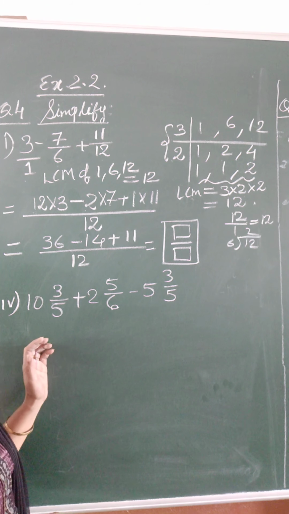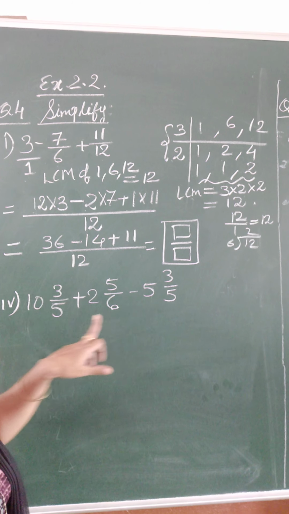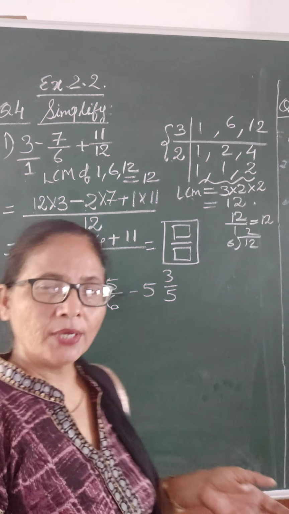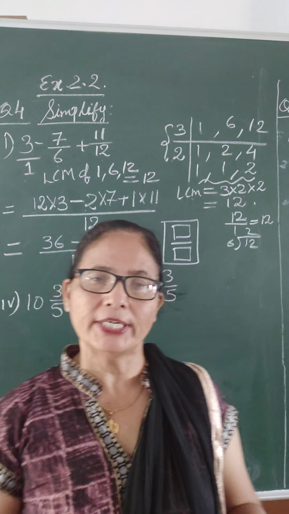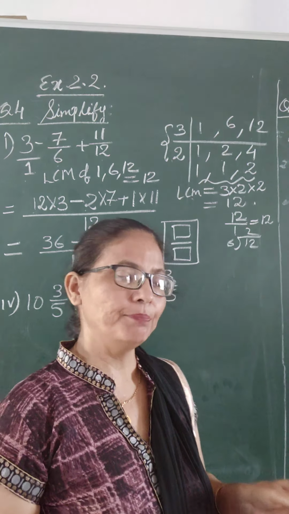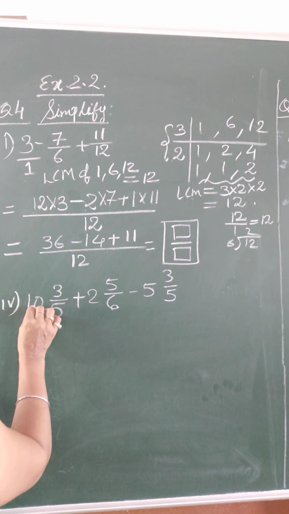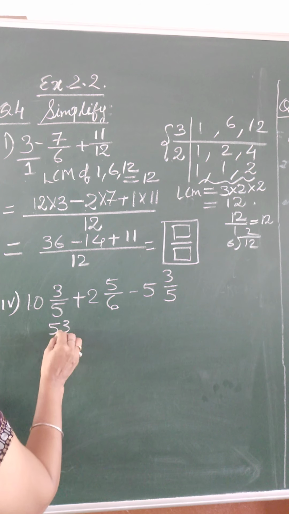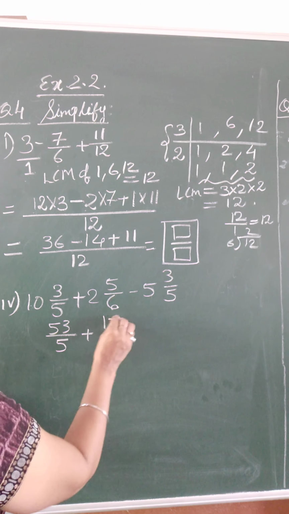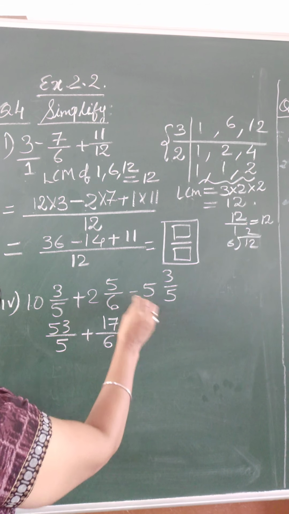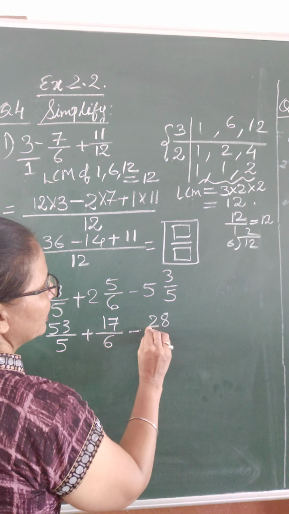Now see the same sum. This is also the same sum as this, only here the fractions are given as mixed. This is a mixed fraction, and I told you students, whenever there is a mixed fraction, you have to convert it into improper. So let's convert mixed into improper. See how to convert. Multiply: 10 5s are 50, 50 plus 3 is 53, so we get 53 by 5. Plus 6 2s are 12, 12 plus 5 is 17 by 6. Minus 5 5s are 25, 25 plus 3 is 28, 28 by 5.